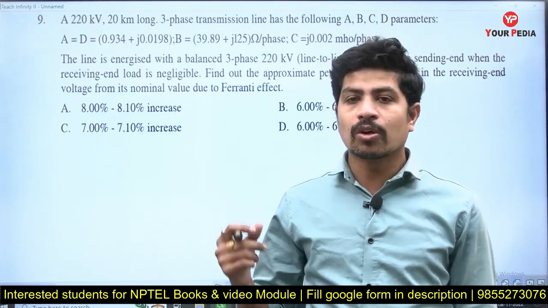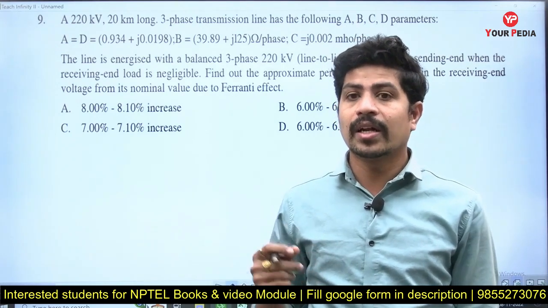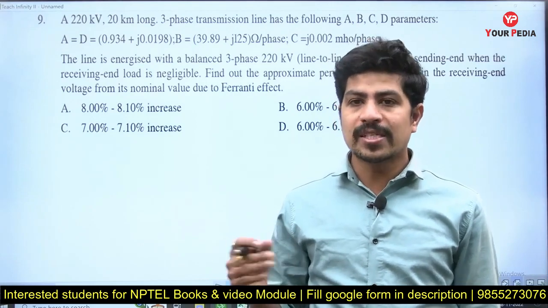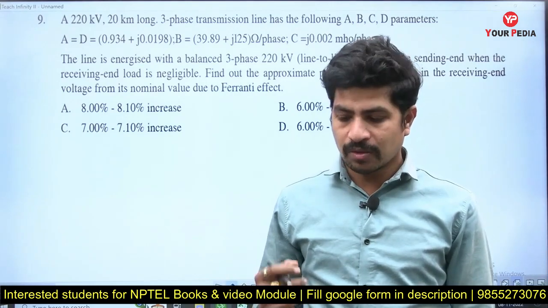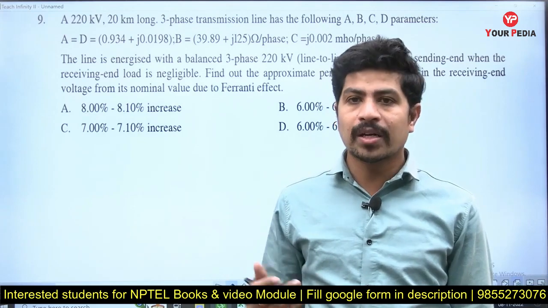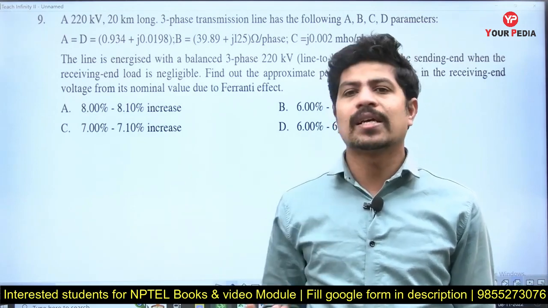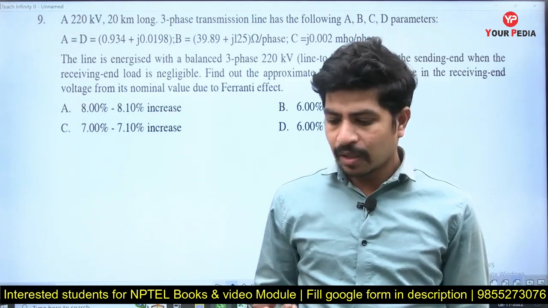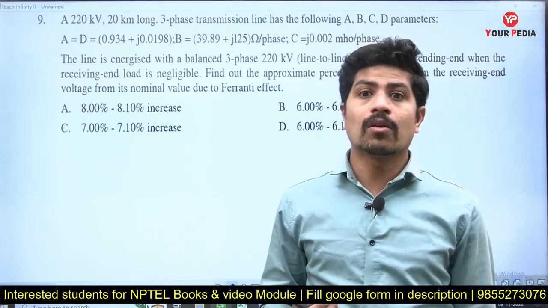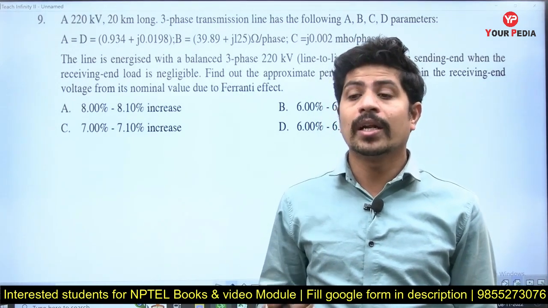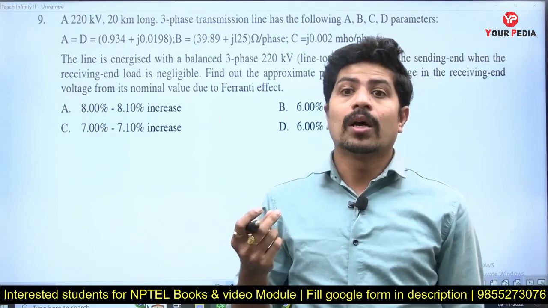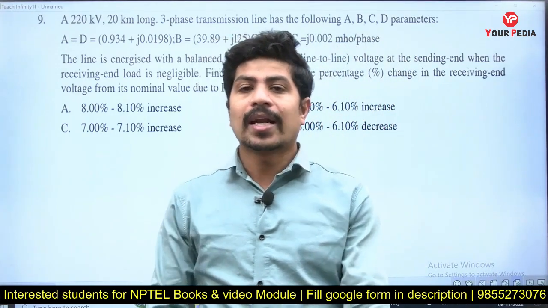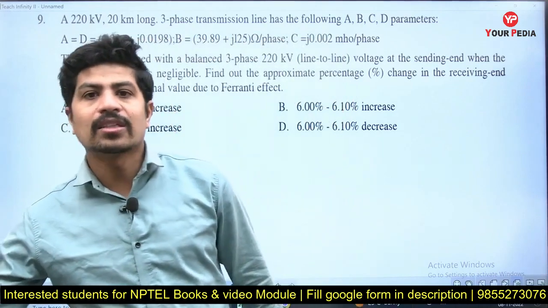So that question includes the concept of Ferranti effect and transmission line parameters, ABCD parameters. It's a good question. A number of times this type of question has appeared in GATE and other examinations like ESE prelims and some other examinations. Okay, a good concept. We can understand the concept of Ferranti effect in this question and some concept about the ABCD parameters of a transmission line. Let's start the question.